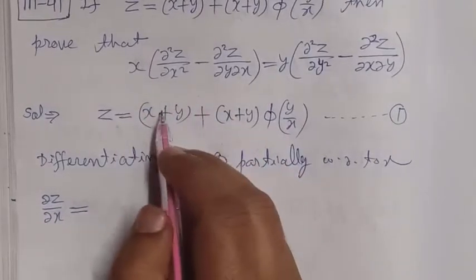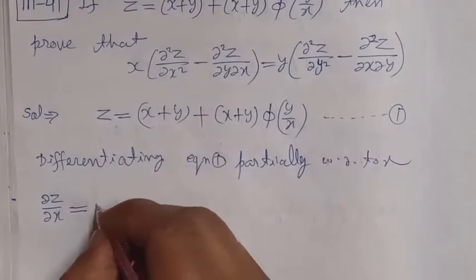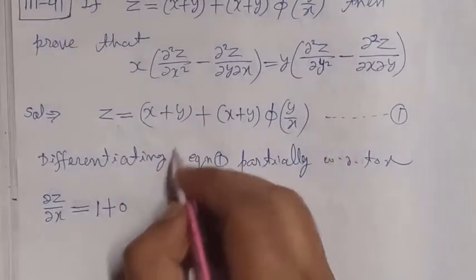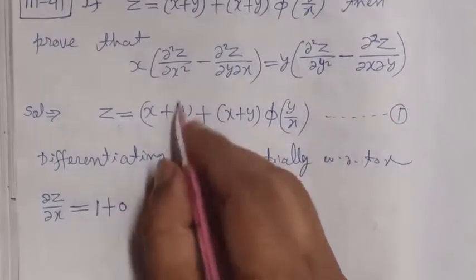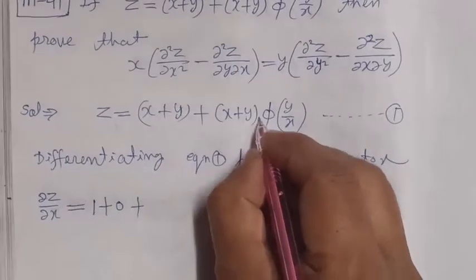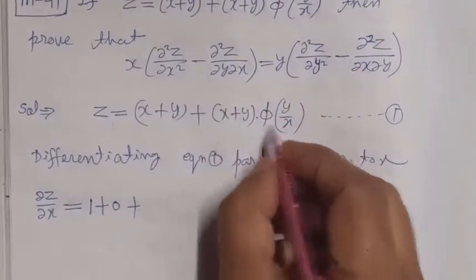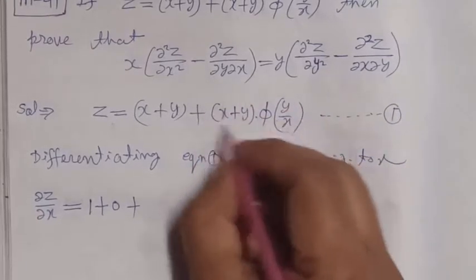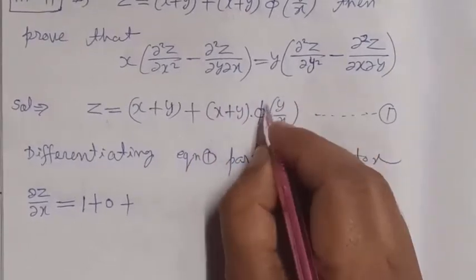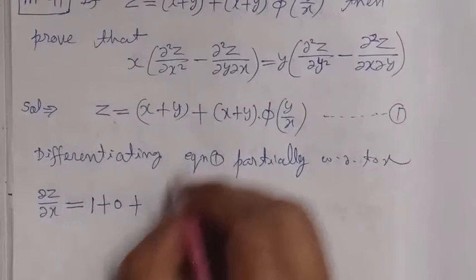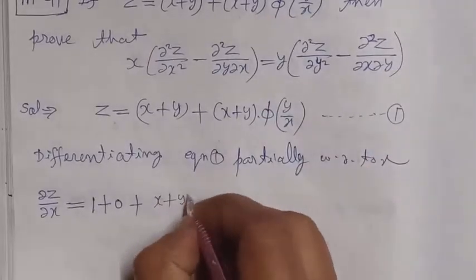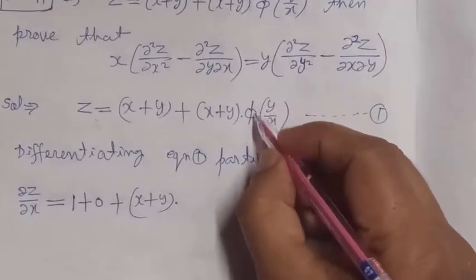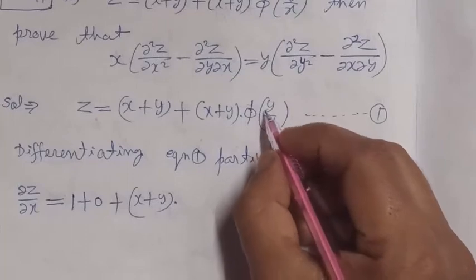On differentiation of this quantity, differentiation of x with respect to x is equal to 1, and differentiation of y with respect to x is 0, because for partial differentiation y is constant for x. Now we have to differentiate this quantity, which is a multiplication of two functions. I consider it as the first function and it as the second function, and apply the product rule. So first function as it, differentiation of second function, which is the function phi of y upon x.